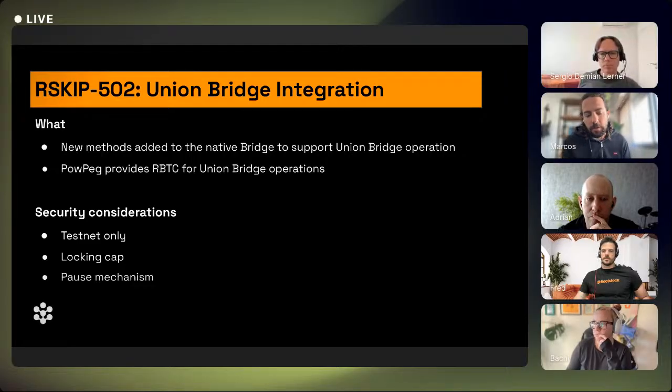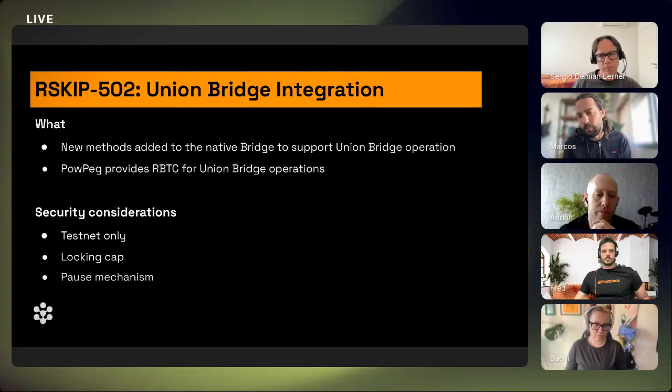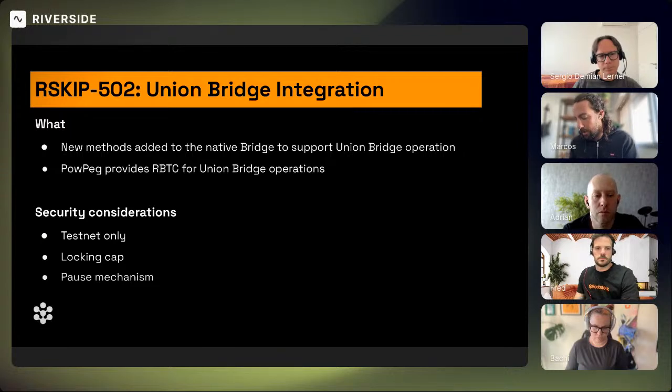And well, the plan is to release this new RSKIP only active in testnet as the development of the Union Bridge advances. And as Sergio was saying, the idea is to have a version in testnet in the upcoming months. It will only be active in mainnet once the project has been properly tested in testnet first, and when it's ready to go to mainnet, this new method should be enabled in mainnet.